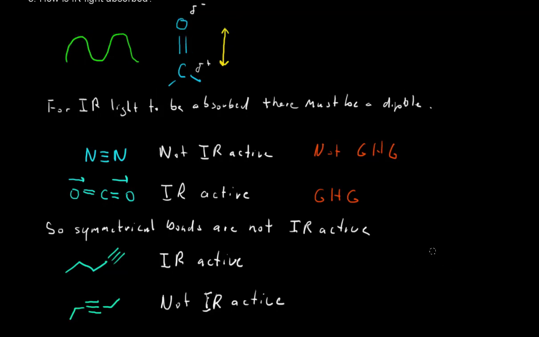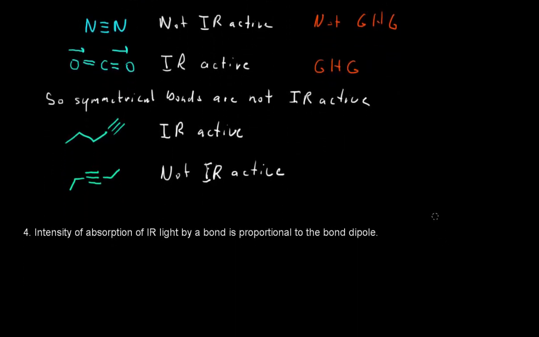So first note that the intensity of an absorption in an IR spectrum is proportional to the bond dipole. So very simply, in other words, if you have a very strong dipole, big electronegativity difference and long bond between two bonded atoms, as you see, for example, in a carbonyl bond, this will give you a more intense absorbance or absorption than, say, a less polar bond, for example, a carbon-chlorine bond.